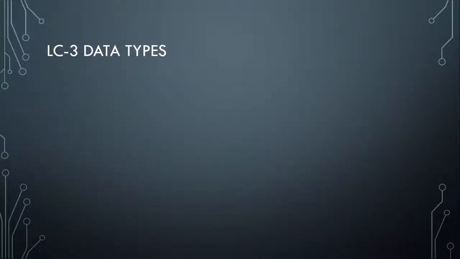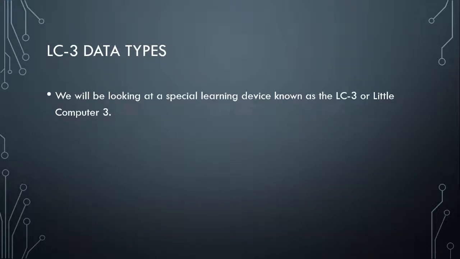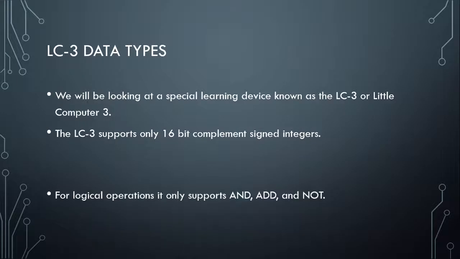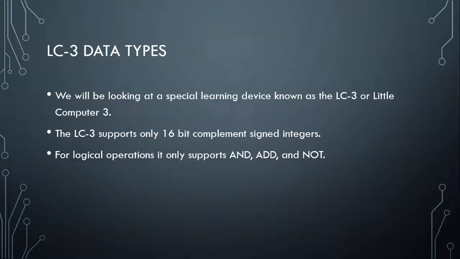All right, the LC3 data types. We will be looking at a special learning device in this chapter, which I've kind of already mentioned, which is the LC3, or the Little Computer 3. The LC3 supports only 16-bit 2's complement signed integers. For logical operations, it's only going to support AND, add, and not, which means I can do an AND operation, I can add binary numbers, or I can do a not operation. Anything other than those three, I have to get creative with how I'm going to approach the problem.